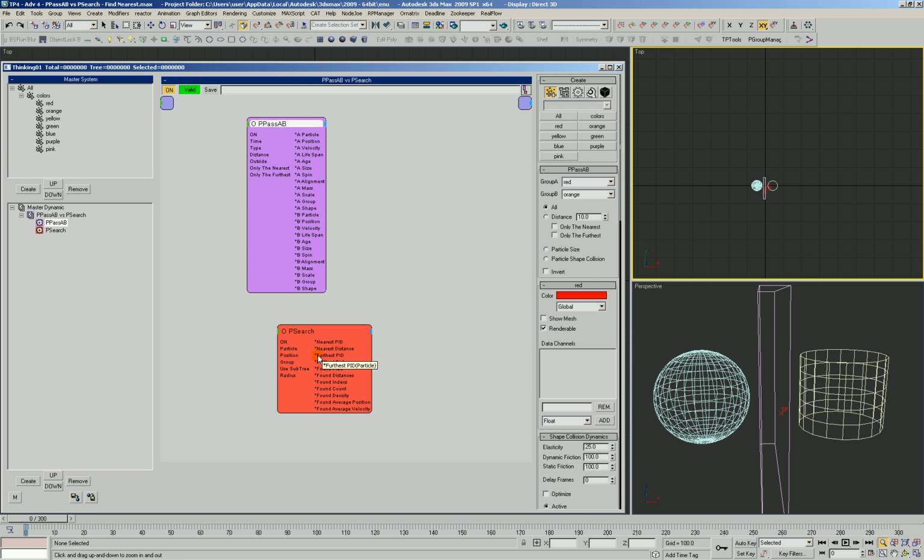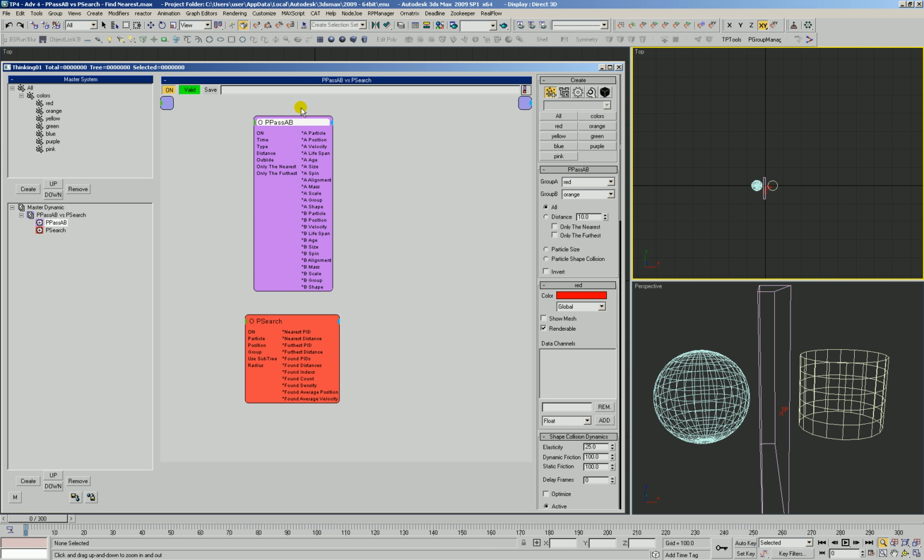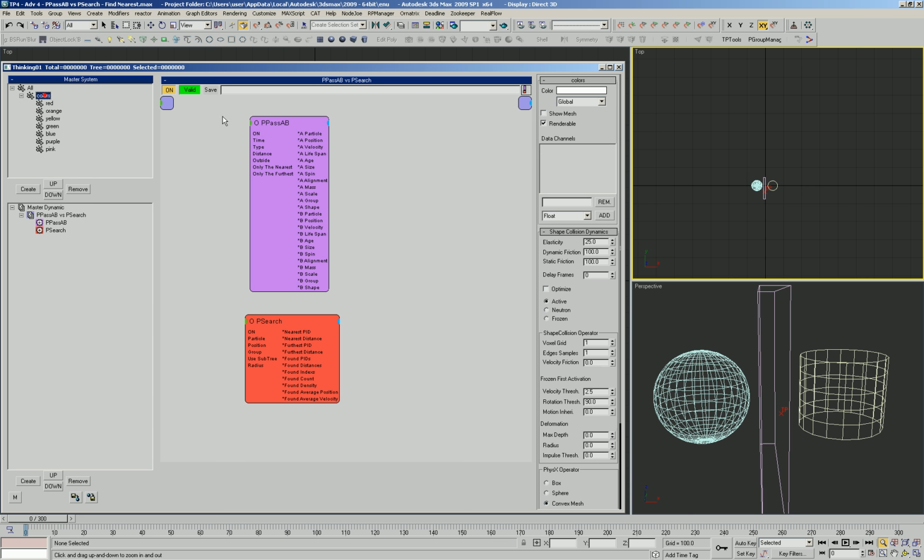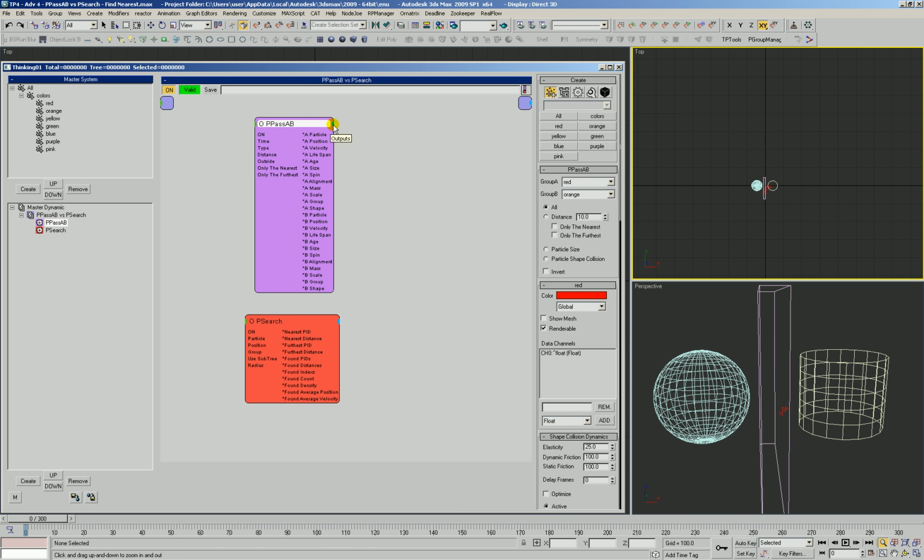Okay, and of course the outputs between the two are a little bit different. PPassAB basically gives you all the particle properties. Not only does it give you the particle properties, but let's create a data channel here. PPassAB also gives you the data channel access, which is pretty handy.